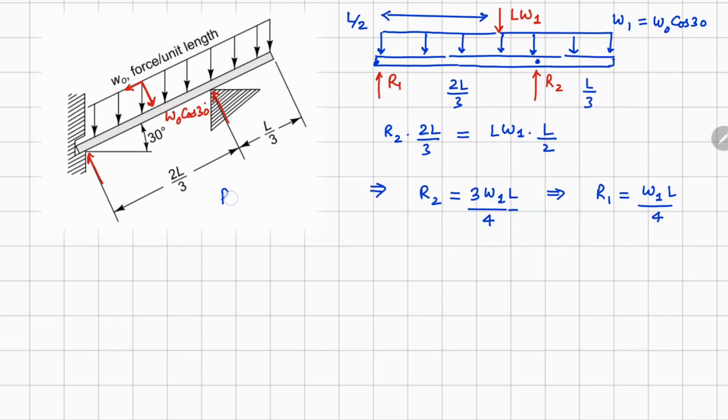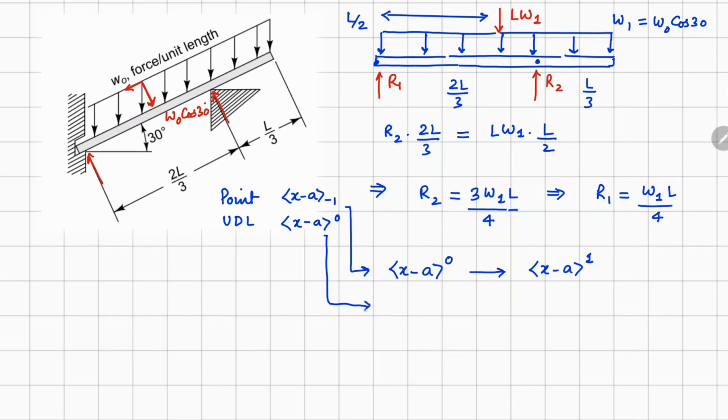In this beam we have a point load and we have a UDL. For the point load we are going to use x minus a to the power minus 1, and for the UDL we are going to use x minus a to the power 0. For integration, the first integration of x minus a to the power 0 will give x minus a to the power 1, and the next will give x minus a squared divided by 2. This will be used for your shear force calculation and this will be used for your moment calculation.